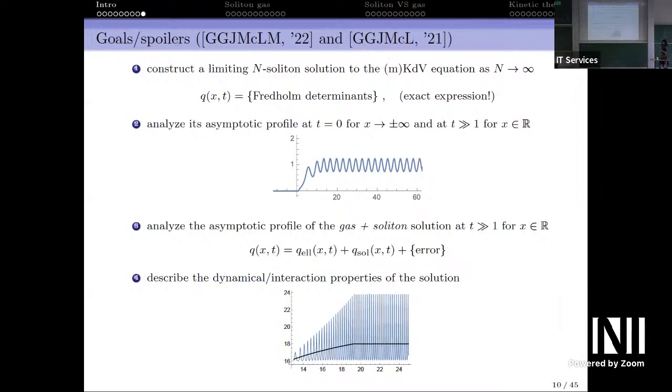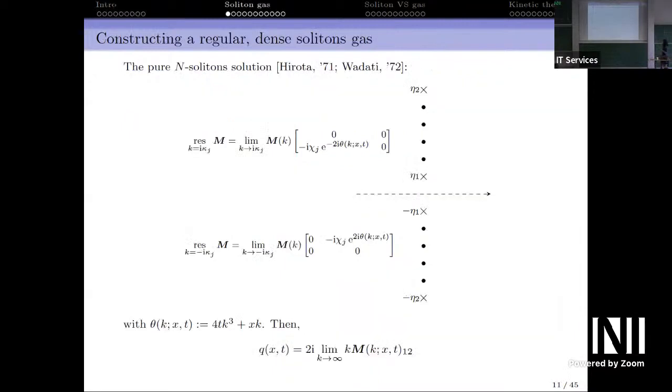OK, so let's start with constructing an n-soliton solution and then take the limit. This is a standard setup. This is the Riemann-Hilbert problem. We skipped all the direct scattering part.